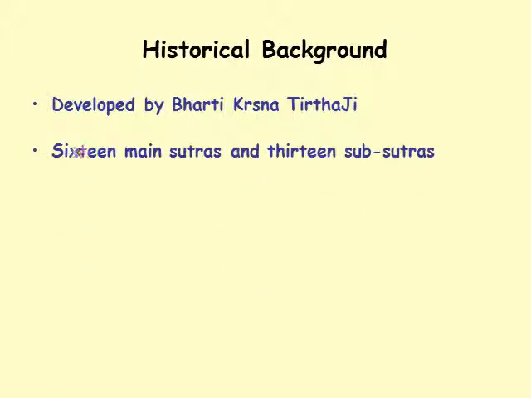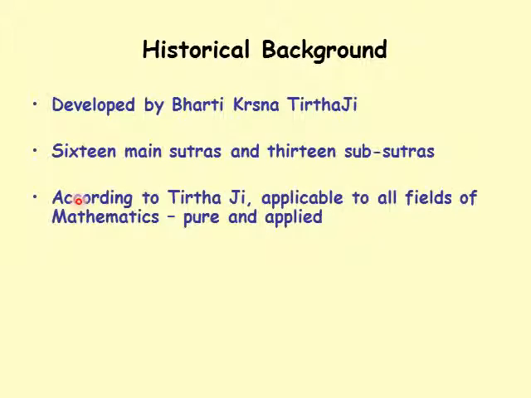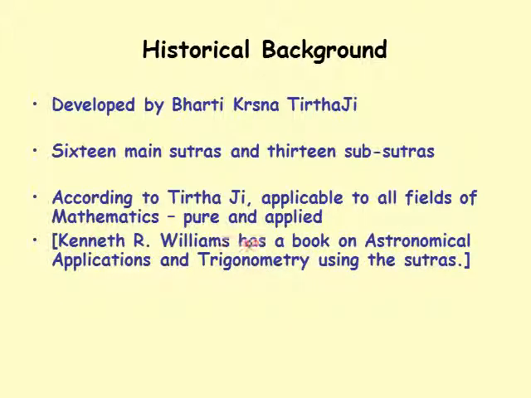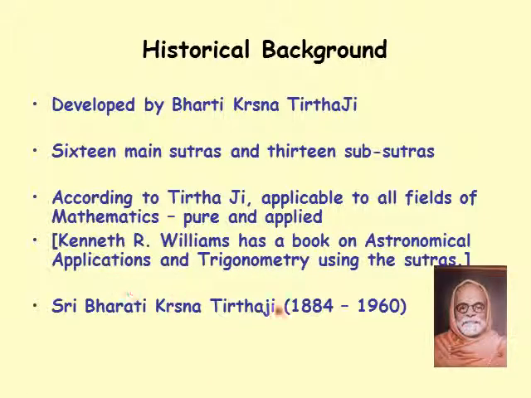Do a brief historical background. The system was developed by Bharti Krishna Tirtha ji. There are 16 main sutras and 13 sub-sutras in this system of mathematics. According to Tirtha ji, this system is applicable to all fields of mathematics, pure and applied. And Kenneth R. Williams has a book on astronomical applications and tricks using the sutras. Tirtha ji lived from 1884 through 1960.